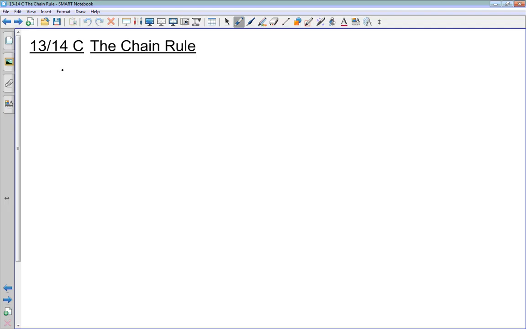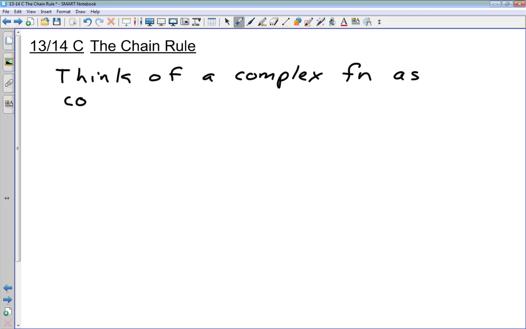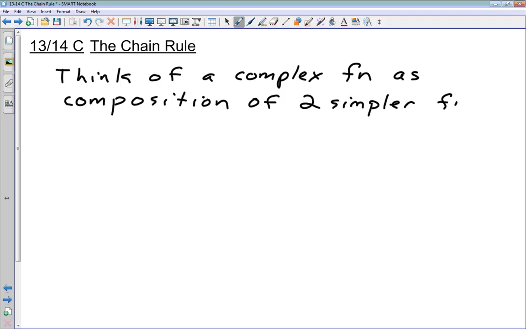So we want to be able to think of a complex function as being composed of two simpler ones, as the composition of two simpler functions. And I'll throw the word "the" in there to make it grammatically correct.